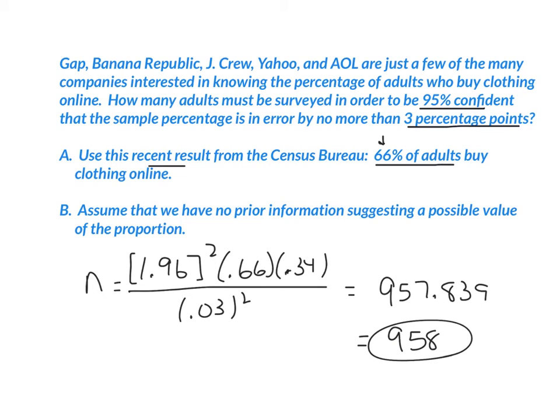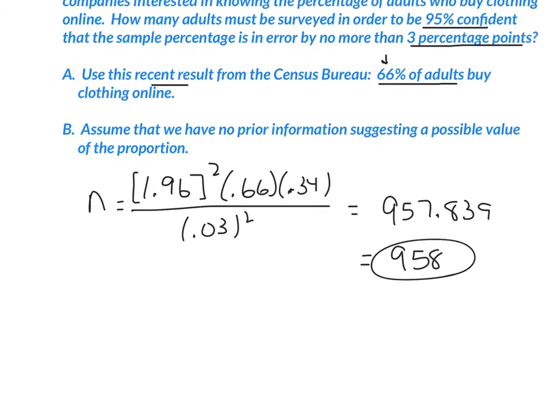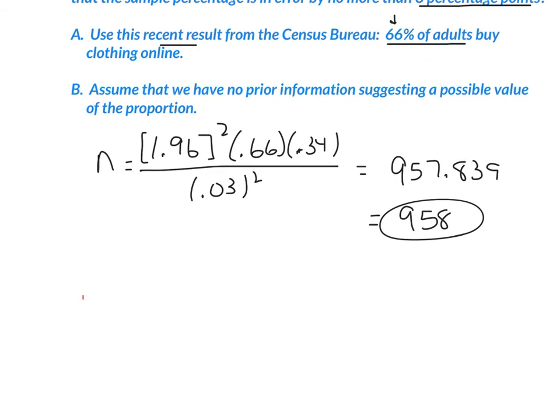Now part B, look what it says. Part B says, assume that we have no prior information suggesting a possible value of the proportion. So I don't know p hat, basically what this is saying. I have no idea what p hat is. So in that case, I'm going to use the other formula.